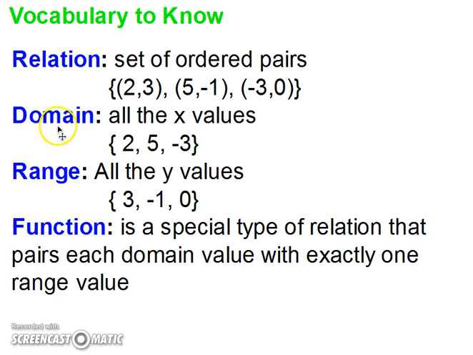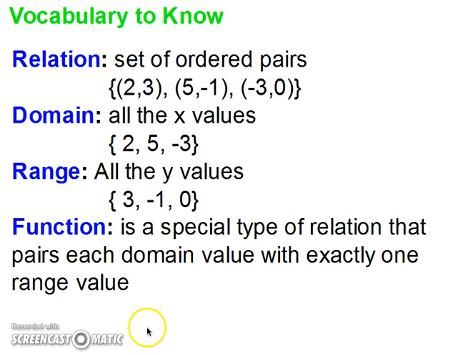The domain is simply all the x values of a relation. So when you look at your x values, that's 2, 5, and negative 3. The set of your x values is 2, 5, and negative 3. Since it's a set of numbers, that's the domain, so we want to make sure we put them in braces. And the range is simply all the y values, so 3, negative 1, and 0.